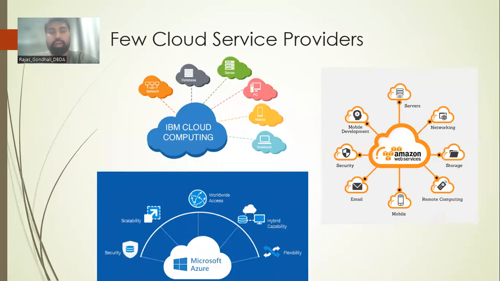Going forward, here are a few of the cloud service providers which are big players in the market, and they are very famous. They provide these services, like Amazon Web Services, which is one of the biggest cloud providers, and similarly Microsoft Azure and IBM Cloud.